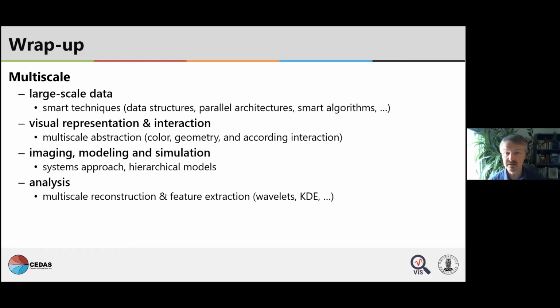Another aspect that I think is highly interesting is the one of abstraction, where we ask ourselves how to correctly represent a phenomenon such that we can learn the right things from it and the according interactions. And this goes across all the different questions of visual mapping and interaction design. Also there, we can think and we should think multi-scale.